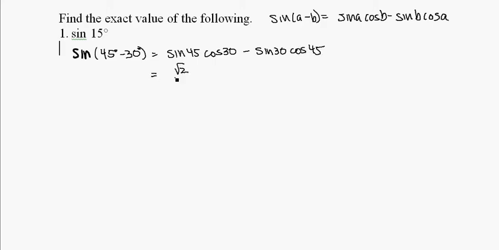Sine of 45 is radical 2 over 2. Cosine of 30 is radical 3 over 2, minus the sine of 30, which is a half, radical 2 over 2. Nice thing, I have a common denominator, so it's just the square root of 6 minus the square root of 2 all over 4.